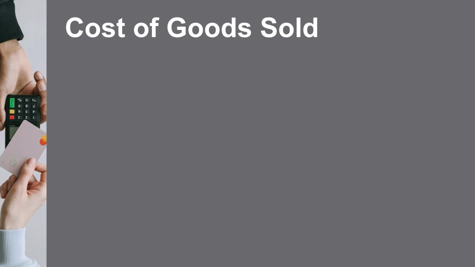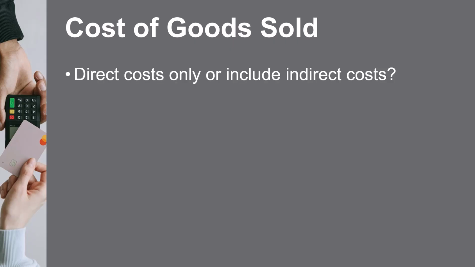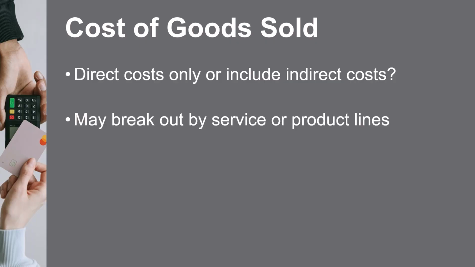When we consider costs, we must make the decisions discussed in the last lesson. Some companies will only include direct costs in the cost of goods. Others will include manufacturing overhead or other allocated costs. Like revenues, cost of goods may be broken out by major service or product line.